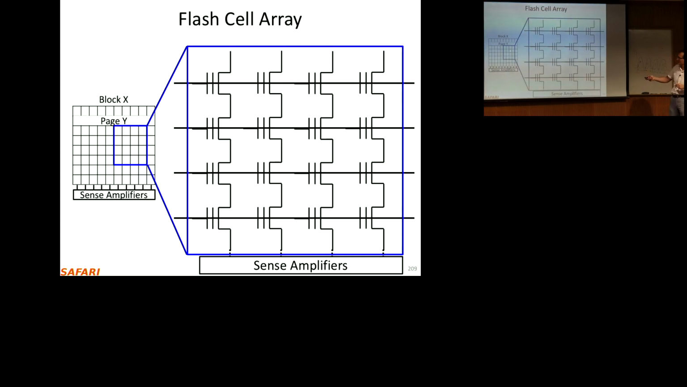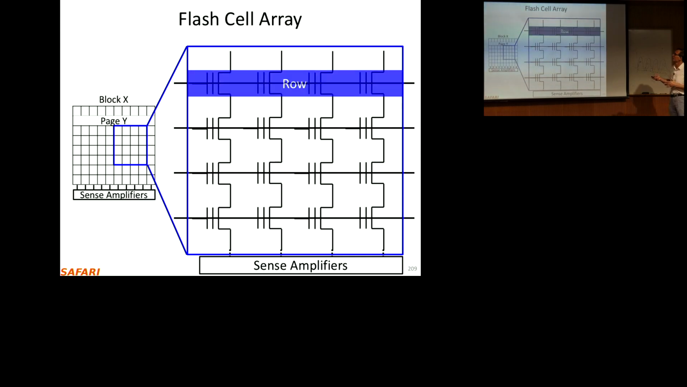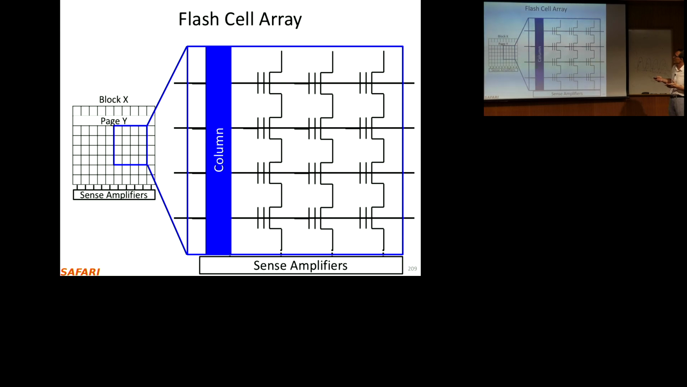Basically, let's go back and pick this part of the block. So this is your block, this is your page. The sense amplifier is very similar to the DRAM, except the technology is very different internally. So this is what flash looks like. This is the bit string over here, and we're going to focus on this bit string. This is the row, and that's how you activate the word line, and that's the column.